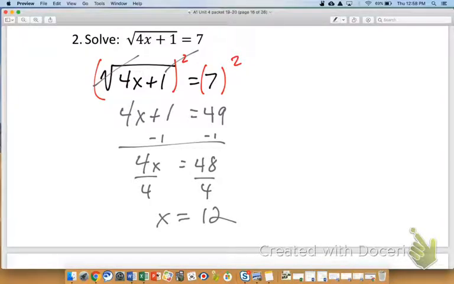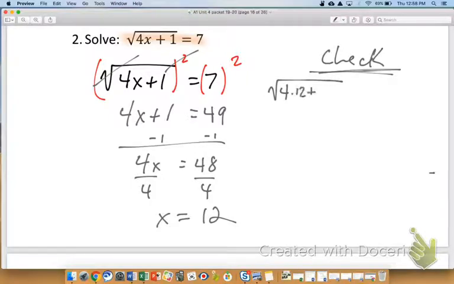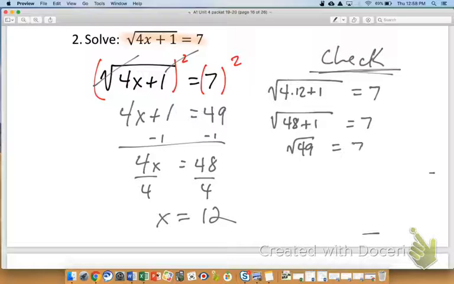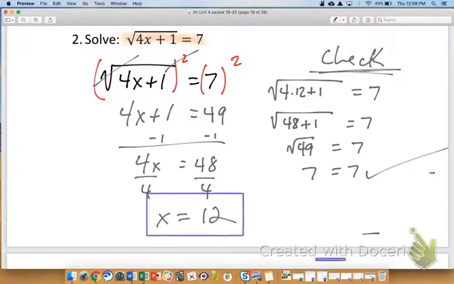Mason, before I get your question, let me finish. I've got to check my answer. Here's how I check my answer. I select the original equation and I plug in. So it's just going to be square root of 4 times 12 plus 1 equals 7. PEMDAS tells me I've got to do the multiplication before I do the addition. So this would be square root of 48 plus 1 equals 7. This is starting to look pretty good because the square root of 49 is 7. That does check. Therefore, I can confirm that x equals 12 is indeed the answer.